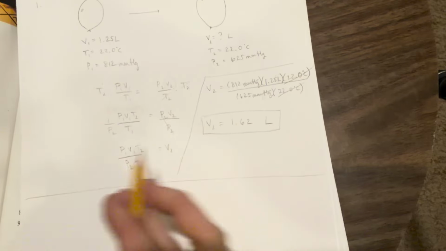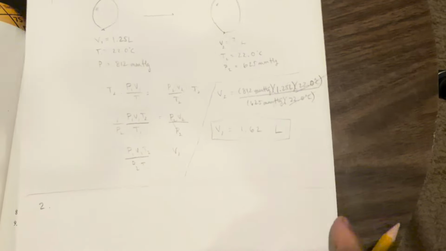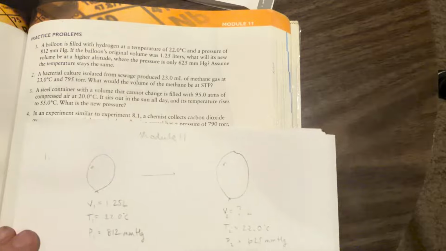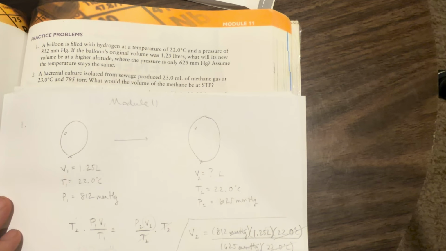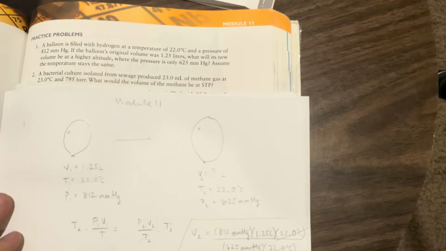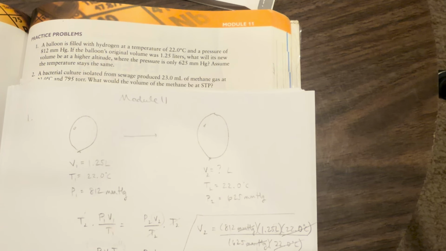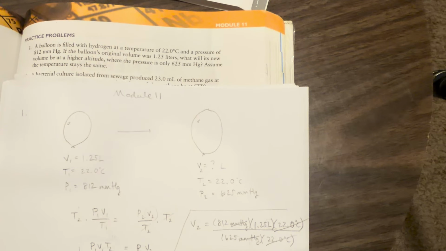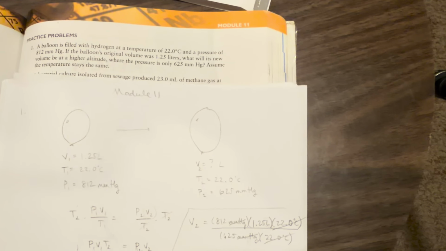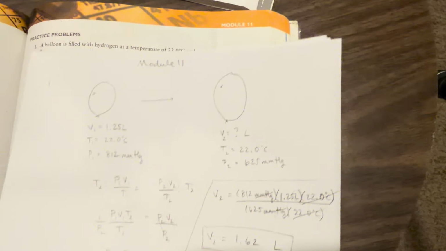Number 2. A bacterial culture isolated from sewage produced 23 milliliters of methane gas at 23 degrees Celsius and 795 torr. What would the volume of the methane be at standard temperature and pressure? STP. Standard temperature and pressure is 1 atm and temperature of 273 Kelvin. So we're going to plug all that in.